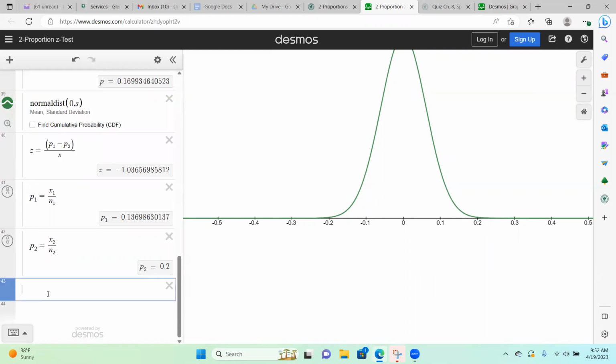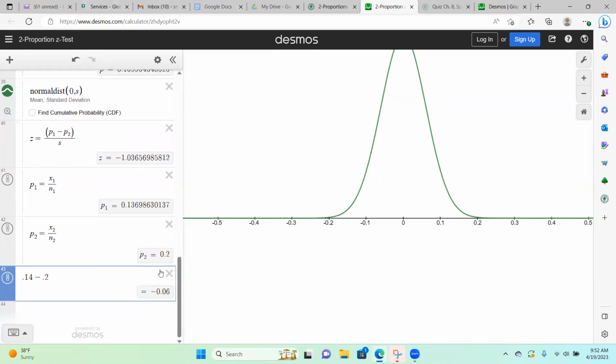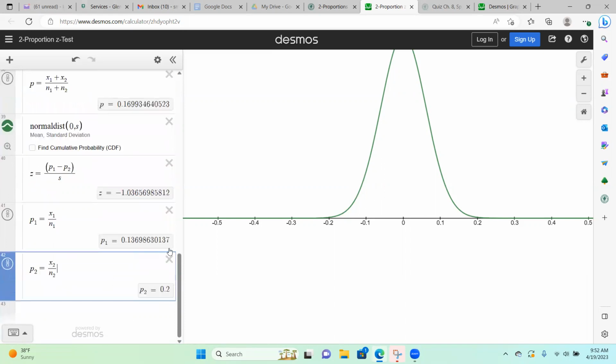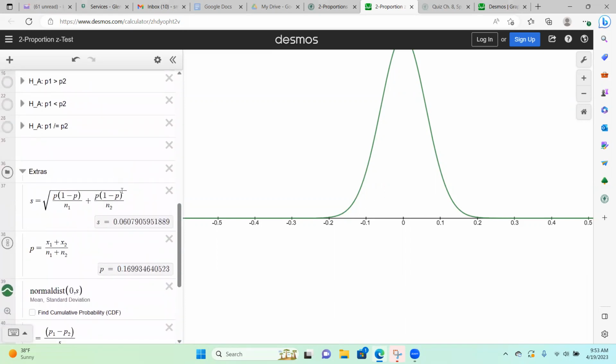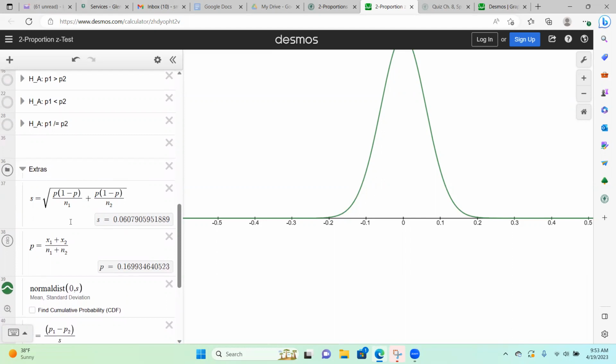Okay, I'm going to just calculate that here, 0.14 minus 0.2. So you can see that it's a negative 0.06. So make sure that you note that it's a negative 0.06. Okay, then if you scroll up, you'll see that square root piece right here where my mouse is. That's S. So 0.0608.